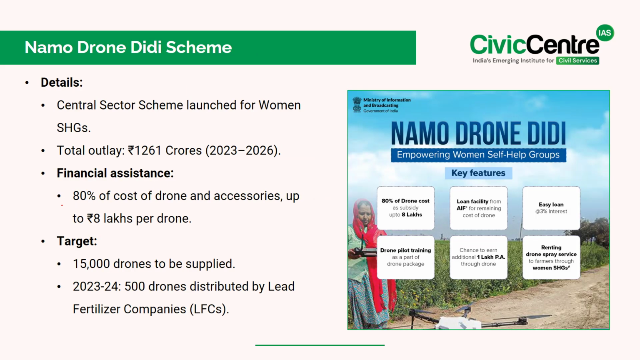Now, talking about the Namo Drone Didi scheme, see, it is a central sector scheme launched for women self-help groups. Know that the total outlay of the project is 1,261 crore for the years 2023 to 2026. And furthermore, 80% of the cost of the drone and accessories up to 8 lakhs per drone is given as financial assistance. Know that the target is to supply 15,000 drones, and in 2023-24, 500 drones were distributed by lead fertilizer companies.